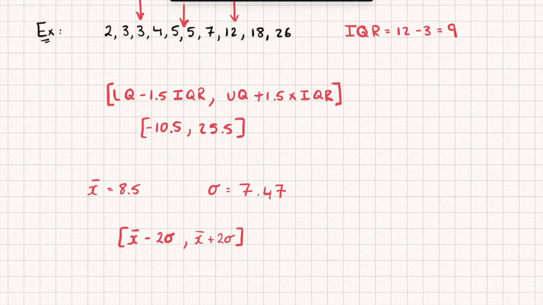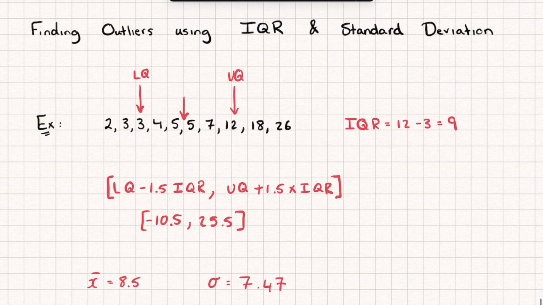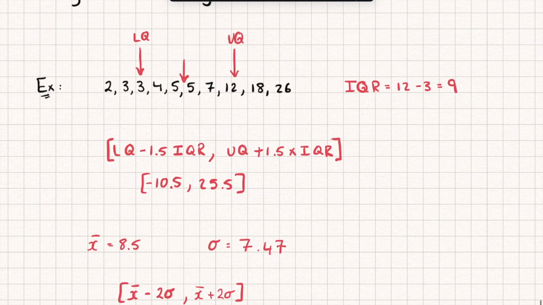So we're going to do the mean, which is 8.5, minus 2 times the standard deviation, which is 7.47, and we get negative 6.44. And then we're going to take our mean, which is 8.5, plus 2 times the standard deviation, and I get 23.44. So anything out of this region would be considered an outlier. So let's look at our data set. Well, 26 is still an outlier with this method too.